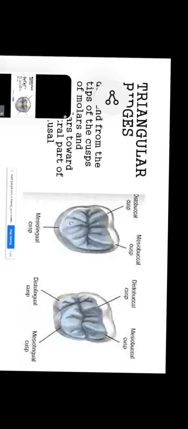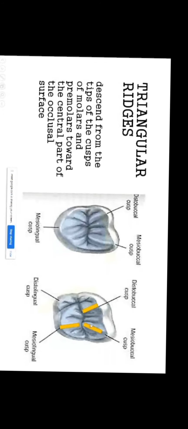Is the picture evident? Can you see it? Yes, Doc. Again, a triangular ridge runs from the tip of the cusp going to the center. That's a triangular ridge. This one in yellow, that's a triangular ridge, and that's another triangular ridge. They meet. Triangular ridges. Basically, from the tip of the cusp going to the center, the elevation is a triangular ridge.